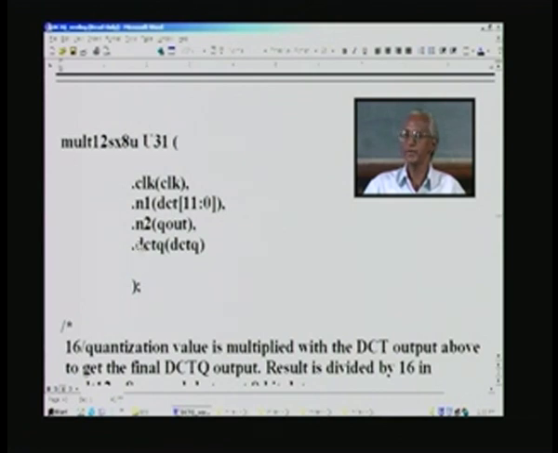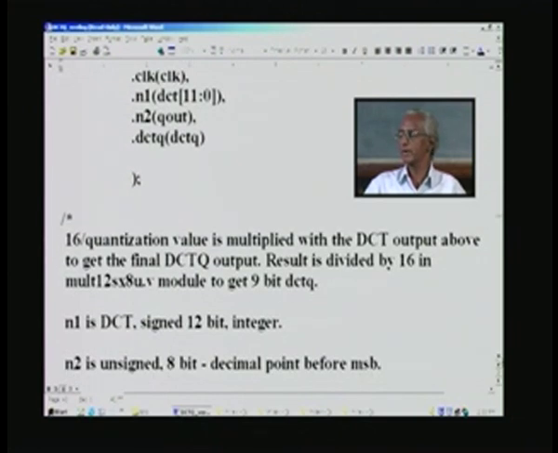This also has 8 pipeline stages, and so overall pipeline stages, if you remember in the architecture we have seen it to be 45, and when we see the actual waveforms we will understand this very clearly. And 16 by quantization value is multiplied with the DCT output above to get the final DCTQ output. The result is divided by 16 in the mult 12s into 8u module to get 9 bit DCTQ. Once again this 9 bit is dictated by the JPEG MPEG standards.